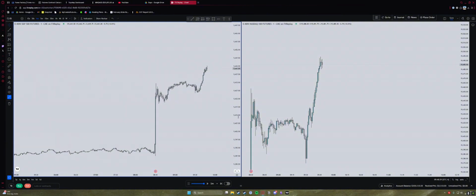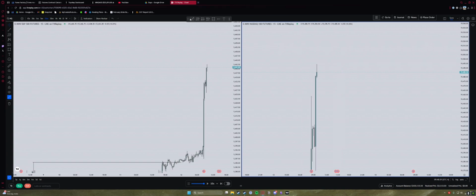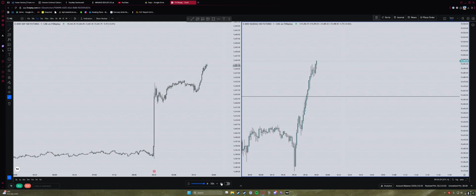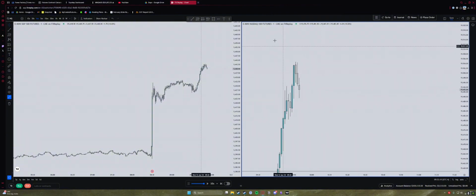Okay, so let's see. I don't really know yet. Might react from this PXH here. I'm not really sure, but I am not seeing anything that's really clear for me yet. If we react well from this PXH here, I might take longs.